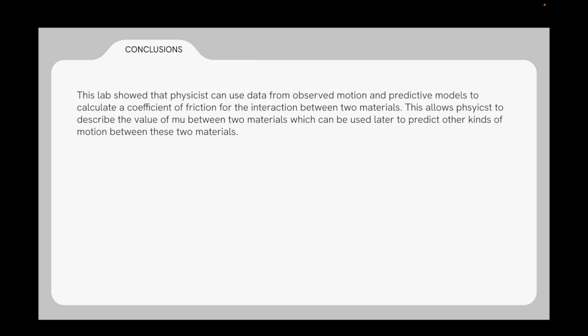Conclusions. This lab showed that physicists can use data from observed motion and predictive models to calculate a coefficient of friction for the interaction between two materials. This allows physicists to describe the value of mu between two materials, which can be used to later predict other kinds of motion between these materials.